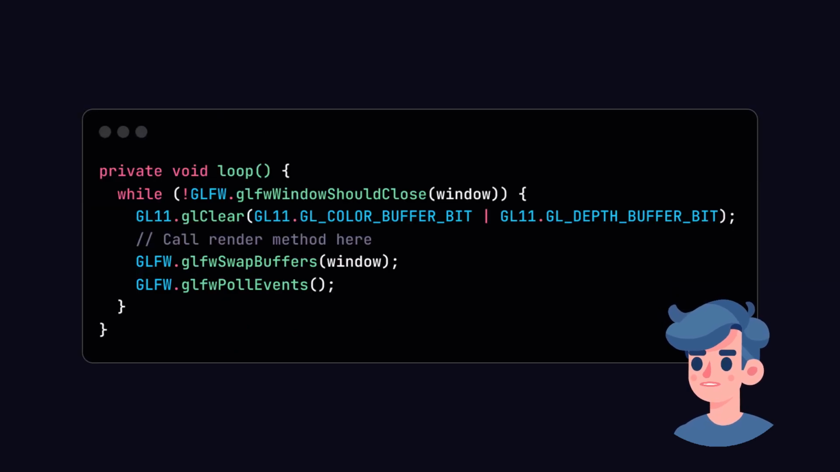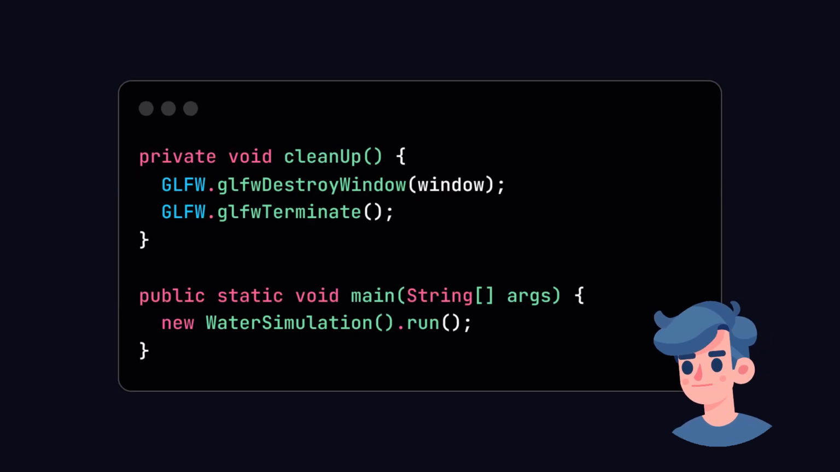Now let's move on to the main loop of our program. We'll render our scene here, continuously updating the window until the user decides to close it. Don't forget to clean up once we're done. This is important to release any resources that we've allocated during the setup.